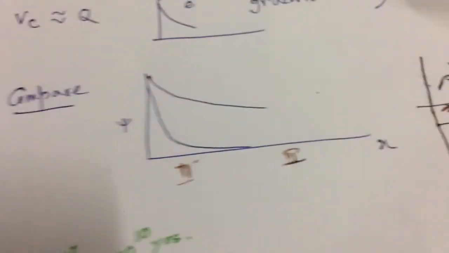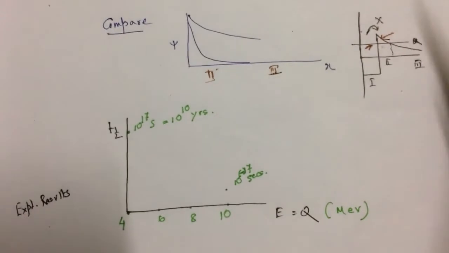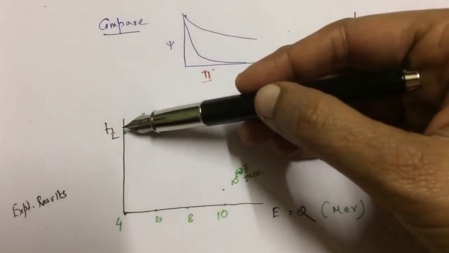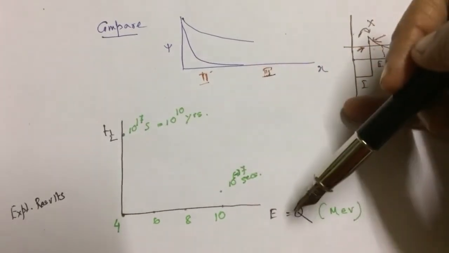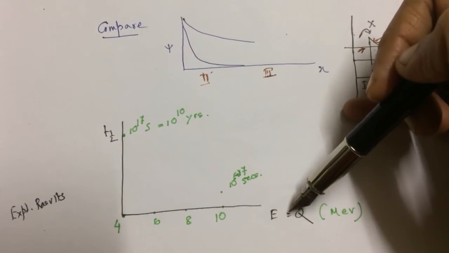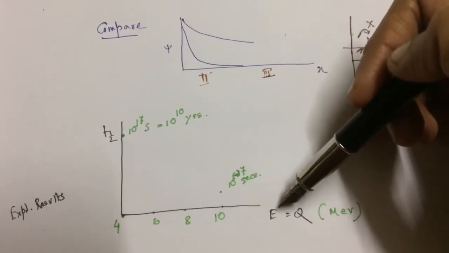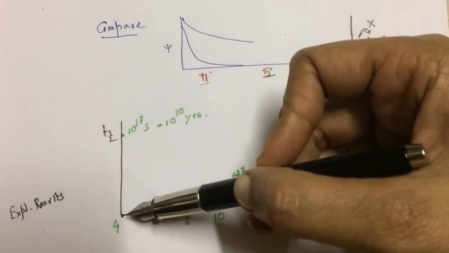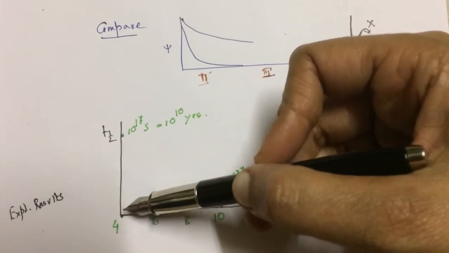Now, what is the value of the kinetic energy of the alpha particle? There is experimental data which shows that when those alphas are emitted with the energy of 4 million electron volt, their half-life is 10 to the power 17 seconds, which is equal to 10 to the power 10 years, which is almost the lifetime of the universe.